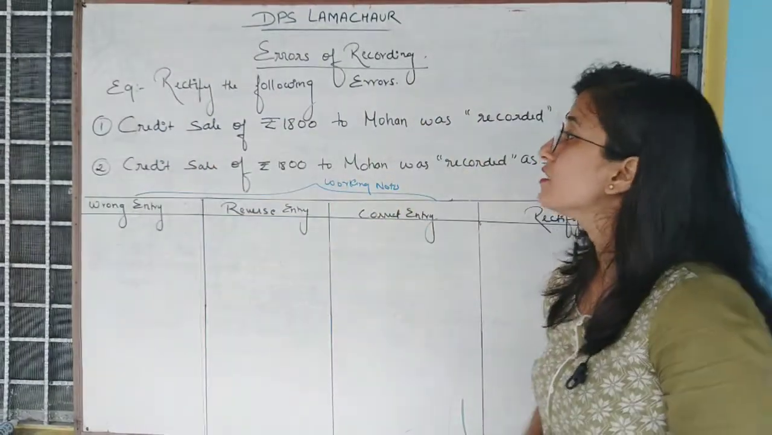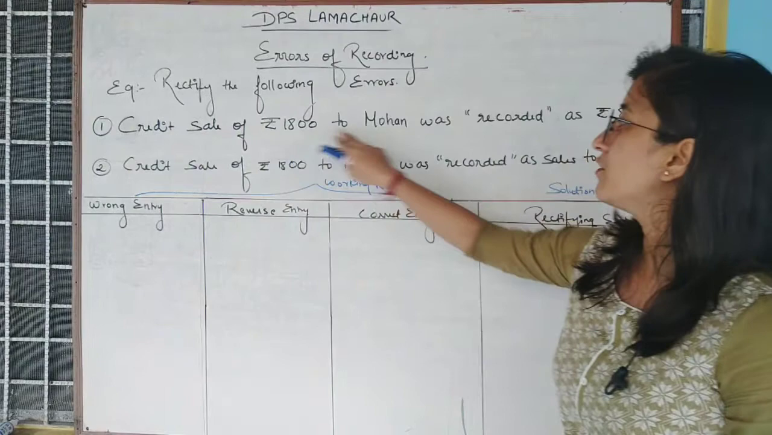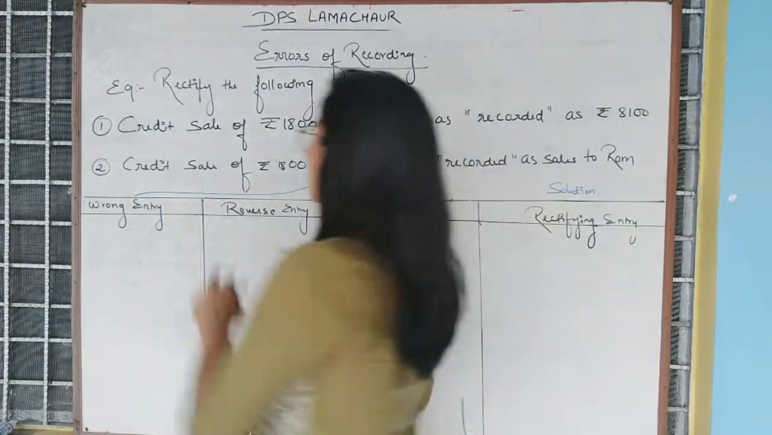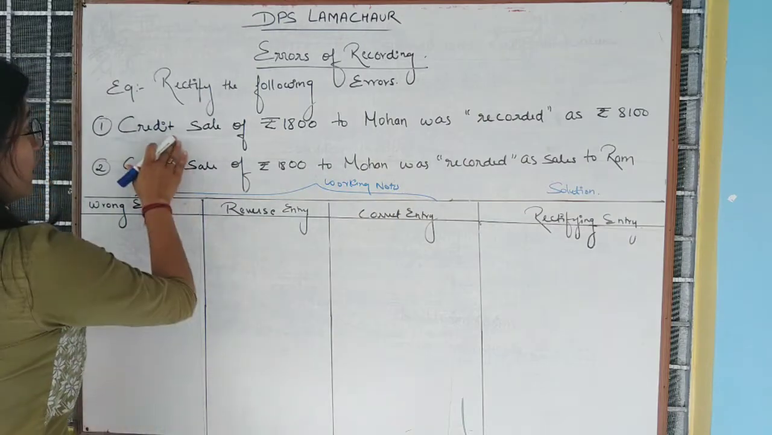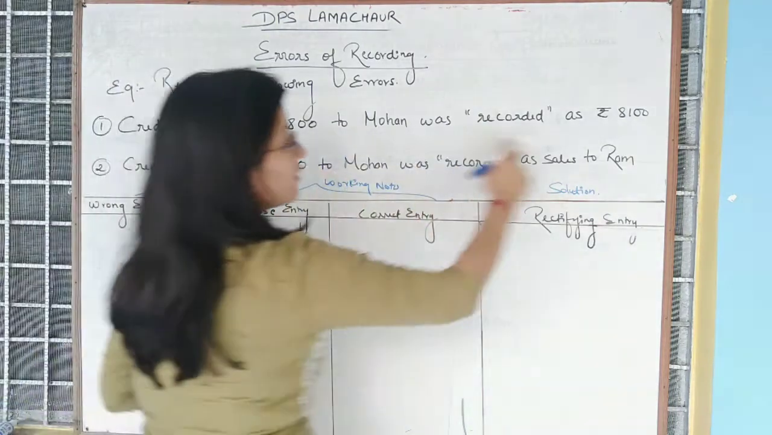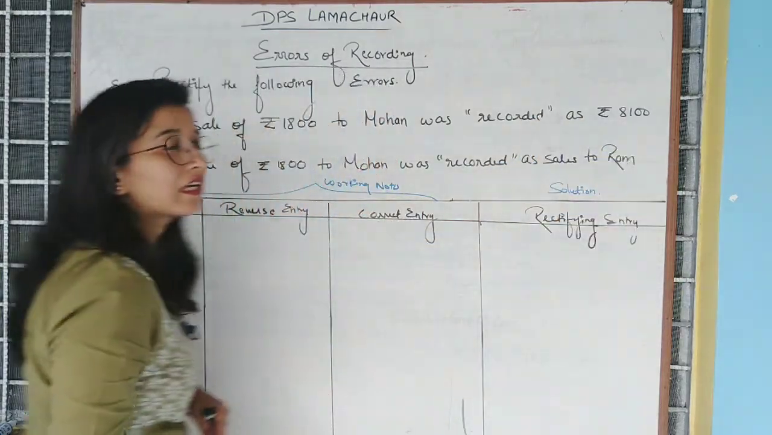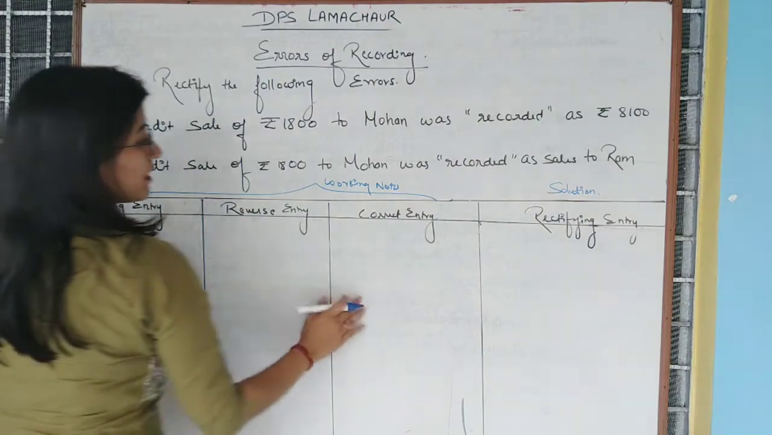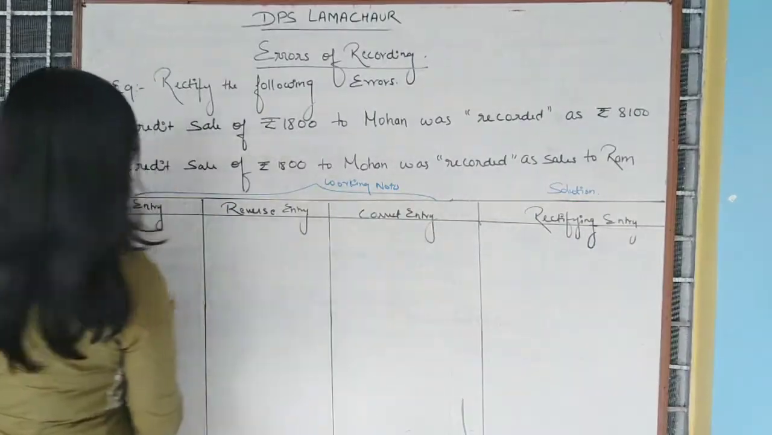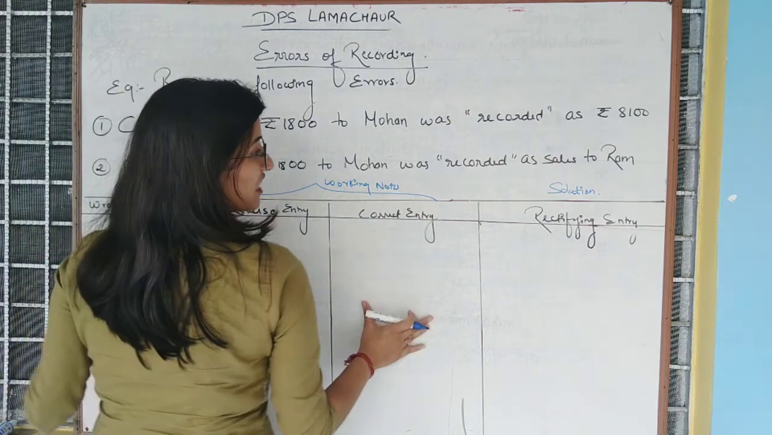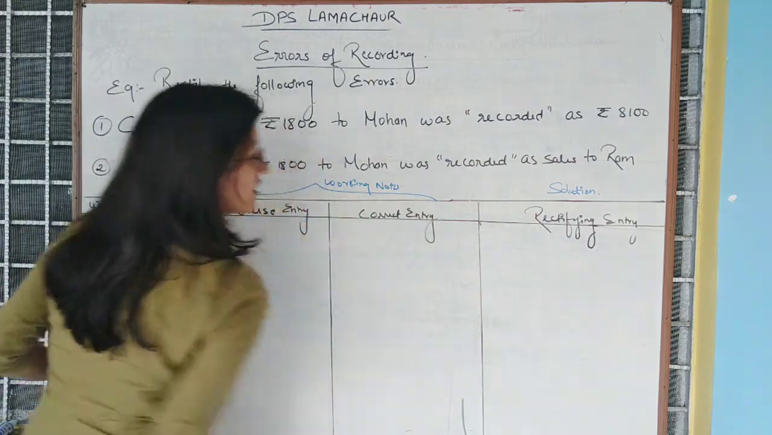First transaction is credit sale of 1800 to Mohan was recorded as 8100. So in this transaction, the amount of goods which was sold to Mohan was 1800, but it was recorded in his account as 8100. So for the solution, we will make 4 columns. First column will be of wrong entry, then reverse entry, then correct entry, and at last rectifying entry.